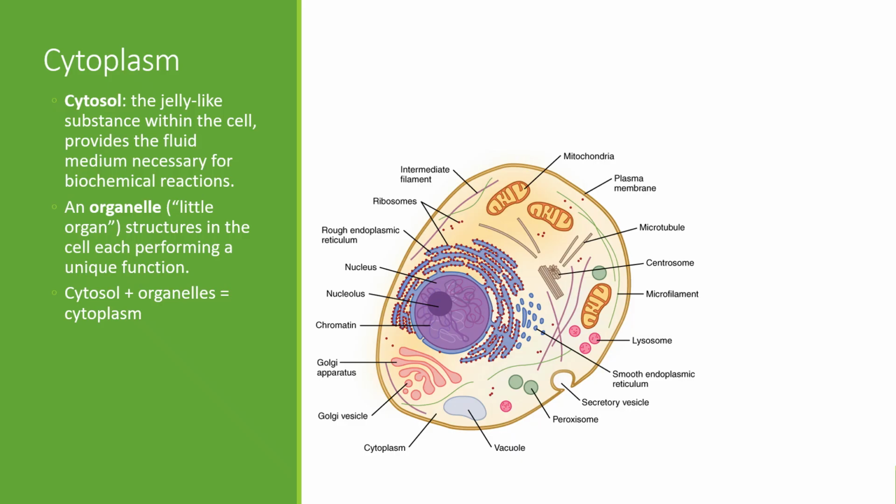It's filled with something called organelles, which in Latin means little organs. These are structures that perform different functions within the cell. So when we take the cytosol and the organelles, we put them together, we create cytoplasm. So cytoplasm reminds me of Jello with fruit in it. The Jello would be your cytosol, and the organelles floating around would be your fruit.